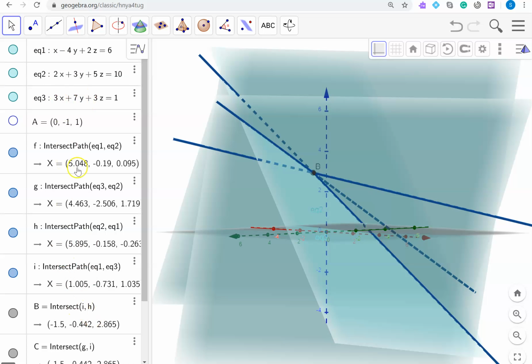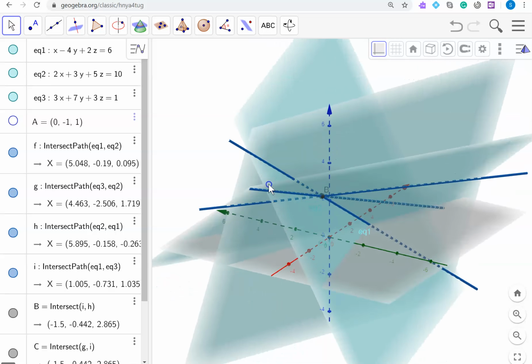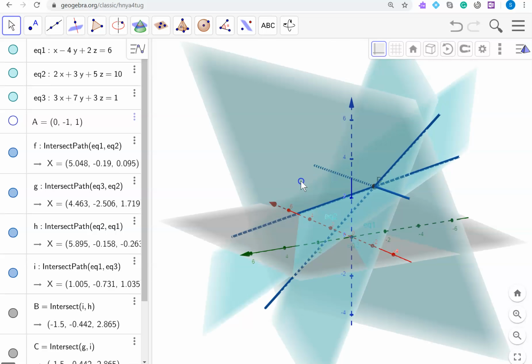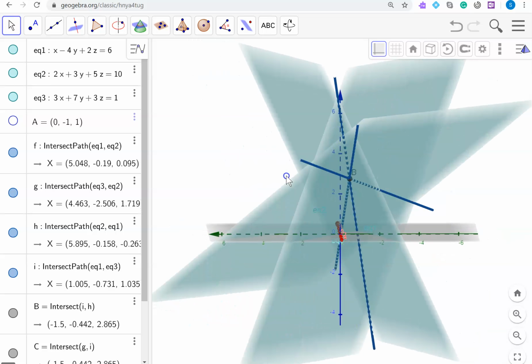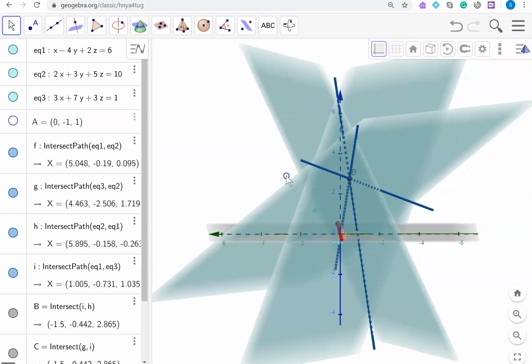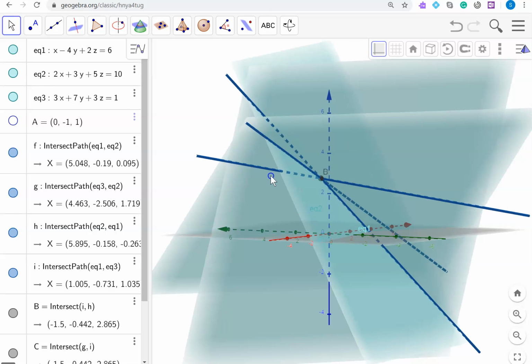If I plug those values into those equations, for the first equation I'll come up with the answer of 6, the second equation with 10, the third equation with 1. That point satisfies all 3 equations, and that is what we're actually finding when we solve 3 equations for 3 unknowns. Now, hopefully this makes a little bit of sense to you. That solution we've got is the point where 3 planes cross.